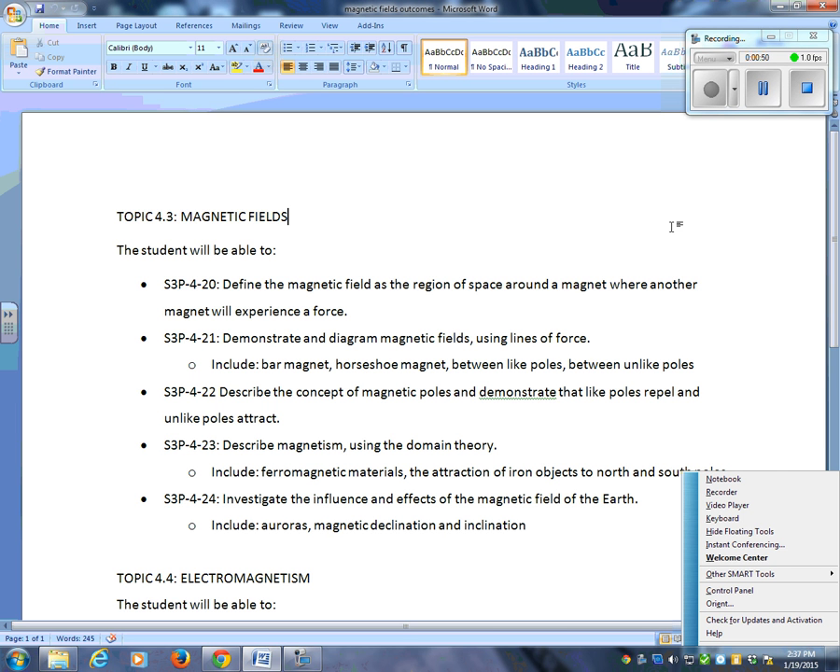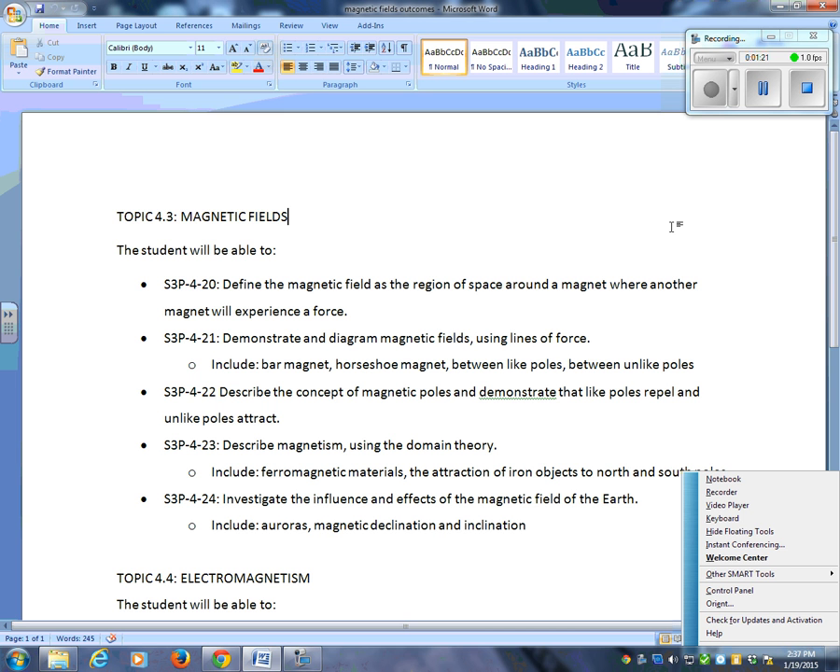Demonstrate and diagram magnetic fields using lines of force, include bar magnet, horseshoe magnet, between like poles and between unlike poles. Very, very similar to drawing electric field lines. Almost identical. So you'll have no problem with that. Those are easy. Describe the concept of magnetic poles and demonstrate that like poles repel and unlike poles attract. You probably know that already. North and south attract, right? Describe magnetism using the domain theory. That's a bit of a challenge. We won't get to that for another day or something.